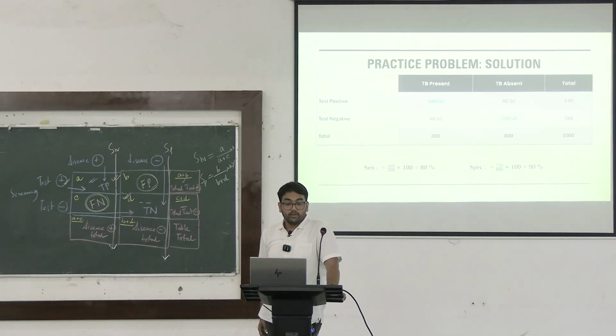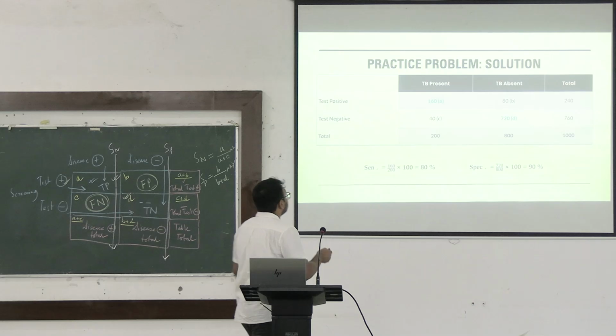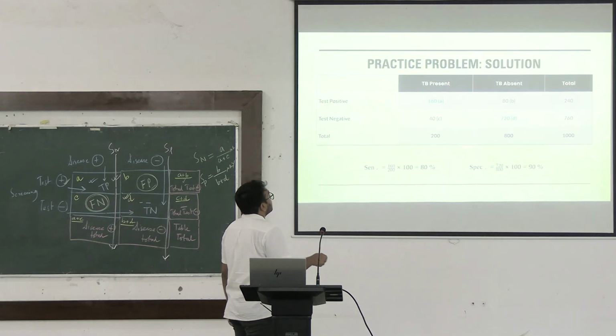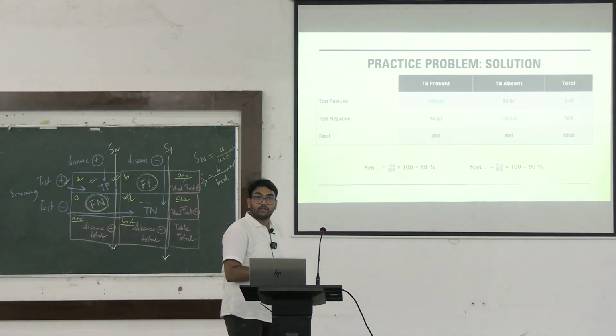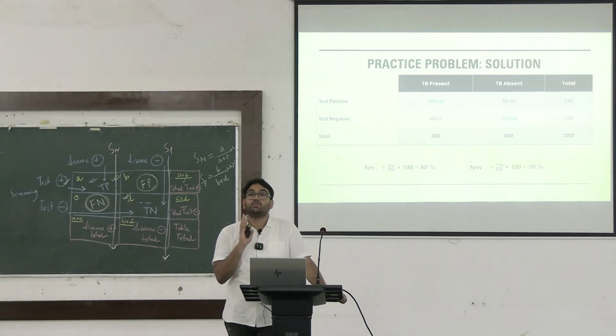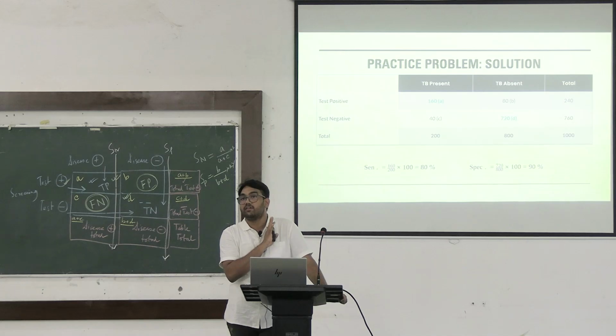Is this all right? So they gave 160, they gave 80, they gave 200, they gave 800. By subtracting we can find 720 and 40, and by adding we'll get 240, 760. Is it clear? Is this 2 cross 2 table clear to everyone? Has anyone got different results? Do you have any questions? Please ask. Is it okay? All right.